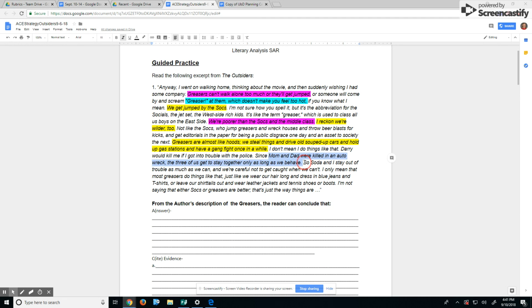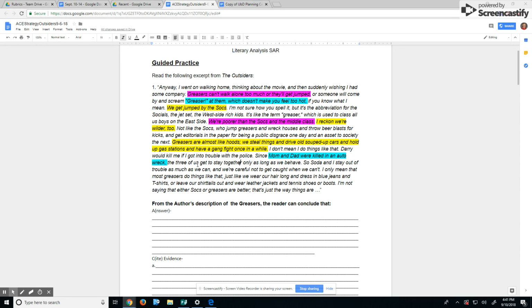So now we know that Mom and Dad were killed in an auto wreck. That's important information about Ponyboy himself, but it's also showing us some kind of tender side to him. So that's interesting information to just tuck away into our pocket.